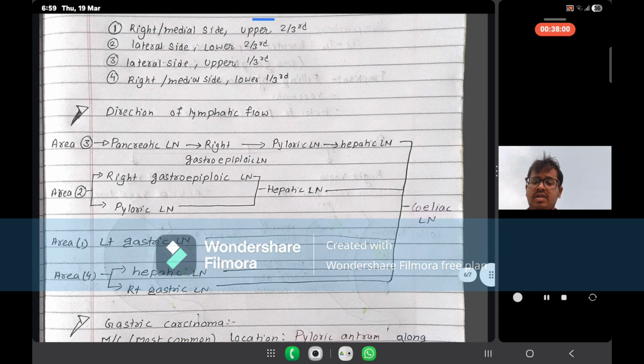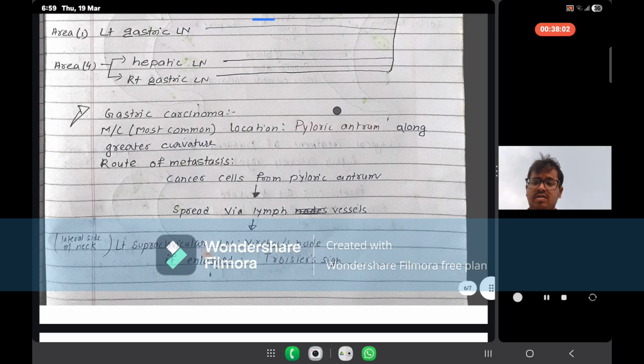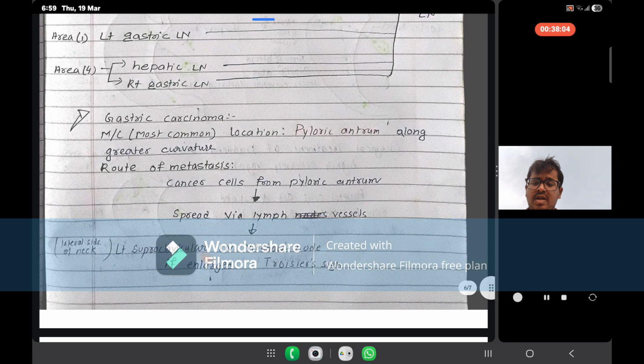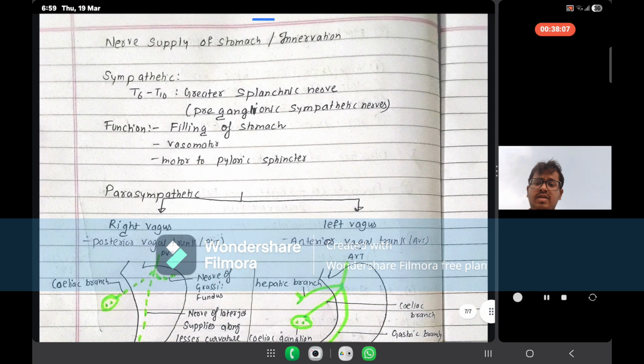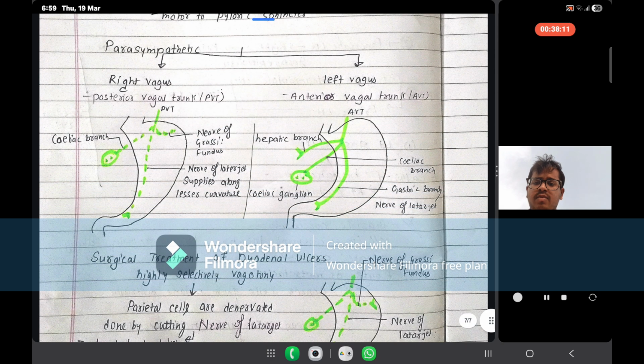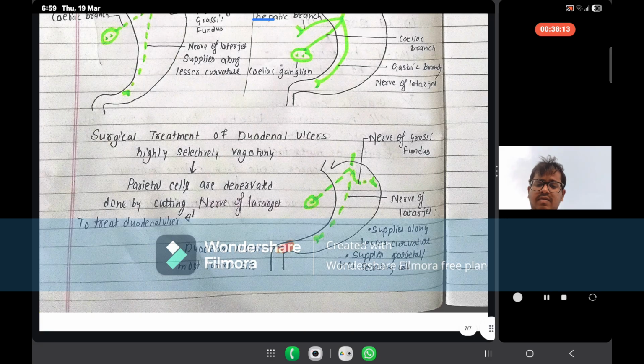So the direction, obviously we have seen. This is gastric carcinoma, most common part pyloric sphincter, and we have done gastric cancer. And the nerve supply: sympathetic T6 to T10, and parasympathetic we have the posterior vagal trunk and anterior vagal trunk, surgical, and we have seen the duodenal ulcer.